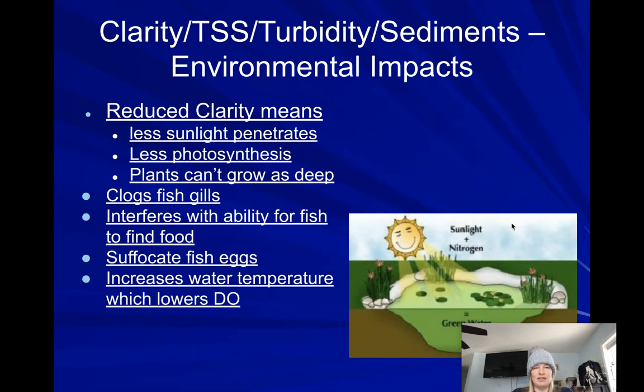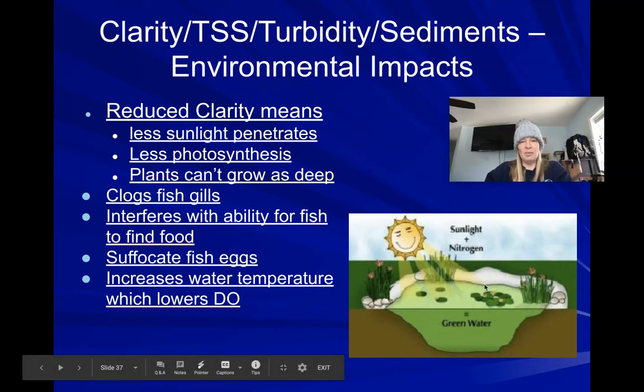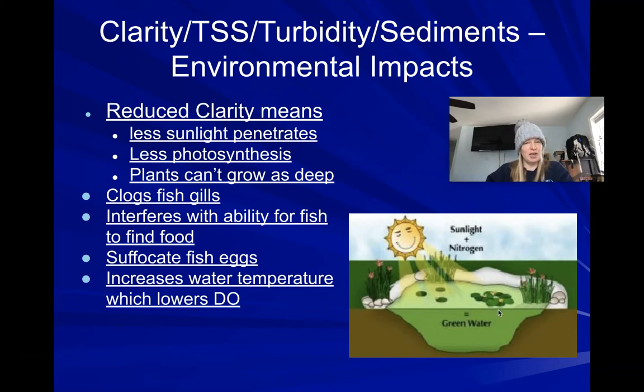So what happens? Well, it can do a bunch of different things. It can reduce the clarity of the water. As the water is less clear, and you can see this green water, the sunlight doesn't penetrate as much. Less sunlight penetrating means less photosynthesis, and plants can't grow as deep in the water.